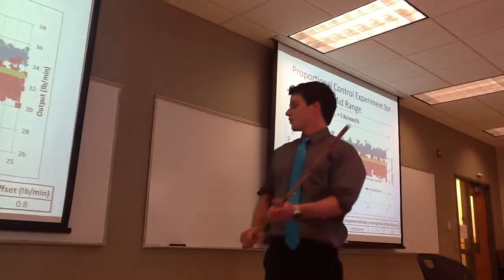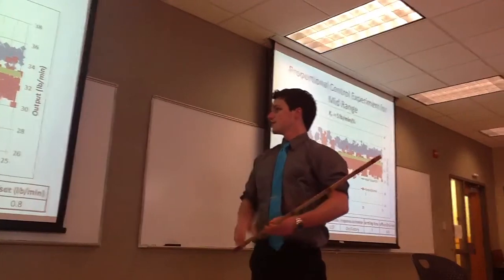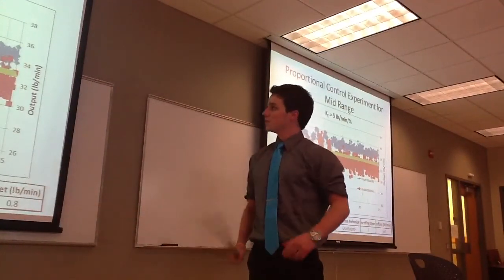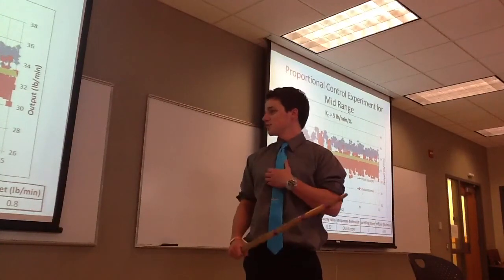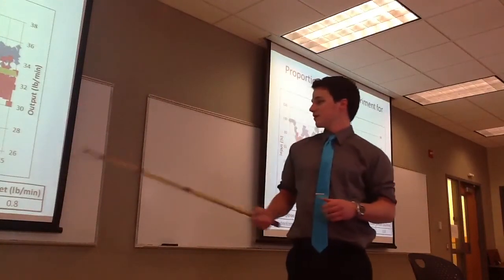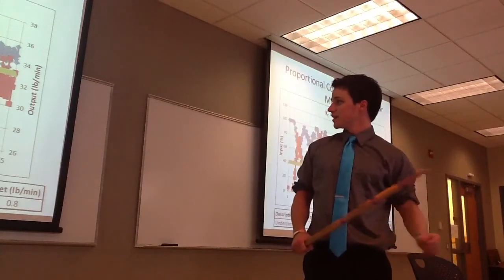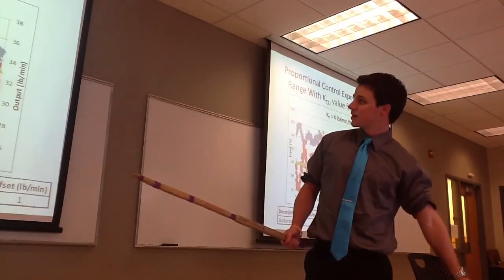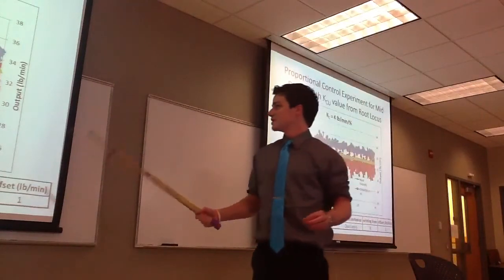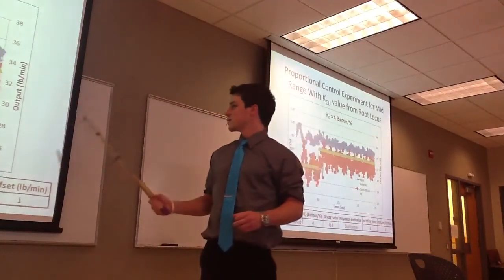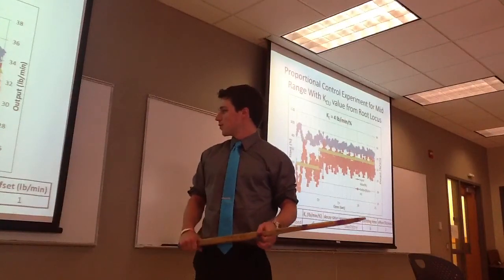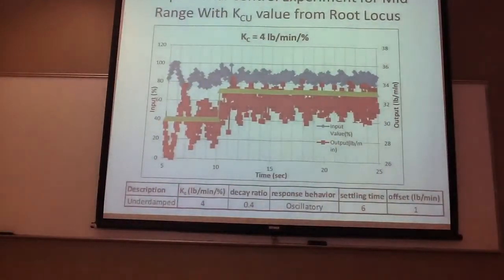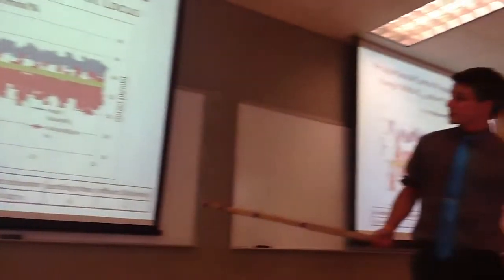This is another one for the mid-range where the KC was 5, which is just a random number chosen. And it had a decay ratio of 0.57. It was underdamped. It had a settling time of 7 and an offset of 0.8. This was the KCU that we found from the root locus, and it had a decay ratio of 0.4 and a settling time of 6 and an offset of 1 when we ran it through the proportional control experiment.